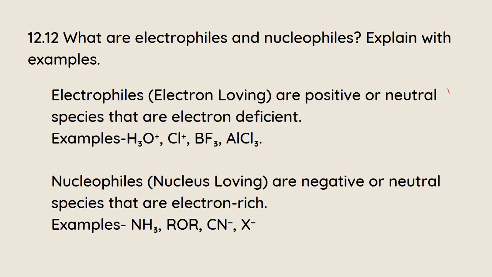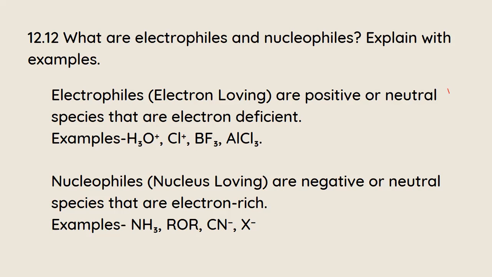Last question in this video, what are electrophiles and nucleophiles? And explain with examples. So electrophiles are electron loving. So basically they are either positive or neutral species that are electron deficient. So H3O plus is positive, Cl plus is also positively charged. Whereas BF3 and AlCl3 are electron deficient because their octet is not completely full. Notice we don't write examples for electrophiles as Na plus or Ca2 plus because their outermost shell or octet is completely full. So we will not talk about such ions.